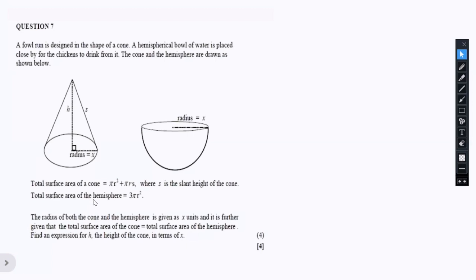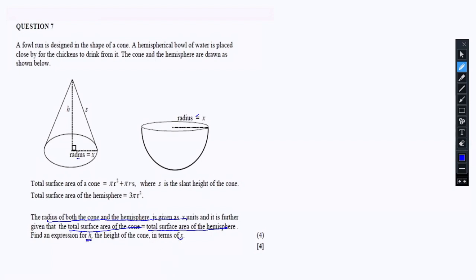The total surface area of the hemisphere is 3 pi r squared. The radius of both the cone and the hemisphere is given as x units. So very important statement there. The radius of both the cone and the hemisphere is given as x units, as we can see here. And it is further given that the total surface area of the cone is equal to the total surface area of the hemisphere. Find an expression for h, the height of the cone, in terms of x.